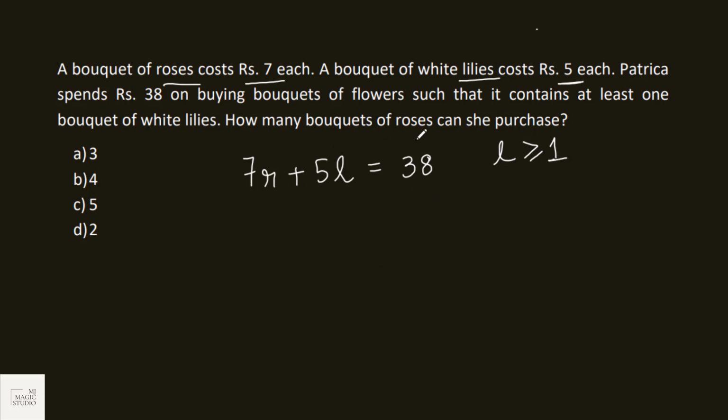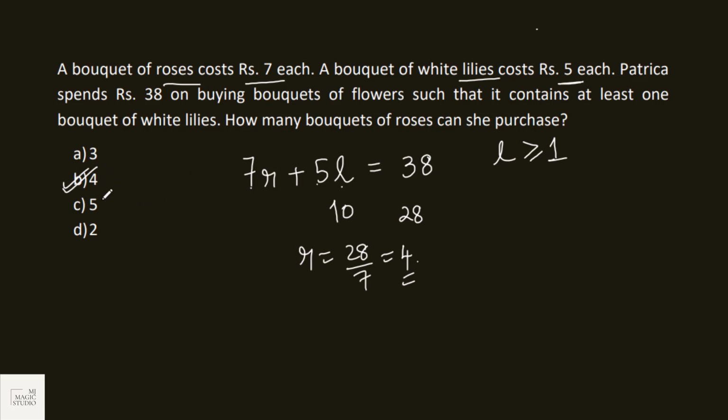How many bouquets of rose can she purchase? If we take L equals to 1, it would be 5. 38 minus 5 is 33, which is not divisible by 7. If L is 2, this will be 10. 38 minus 10 is 28, and 28 is divisible by 7. In that case, R is 28 by 7, that is 4. Simple mathematical reasoning question. Option is 4.